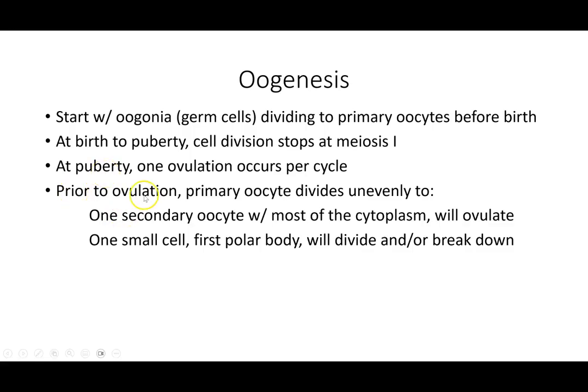And that ovulation has to be with one actual egg, so that primary oocyte will divide what's called unevenly into two structures. So instead of getting two identical daughter cells, we end up with a secondary oocyte that gets most of the cytoplasm. This is what develops into the egg that will be ovulated. And then the other structure is a small cell, which is called the first polar body. This can divide or break down.